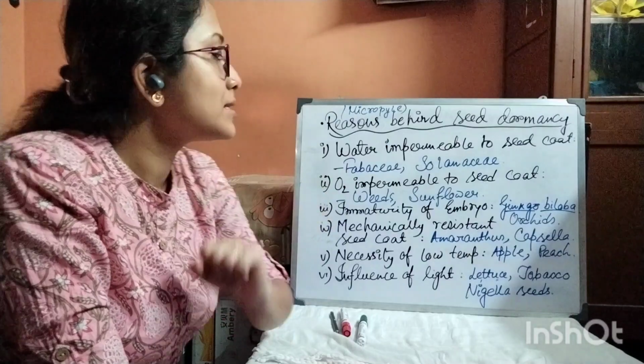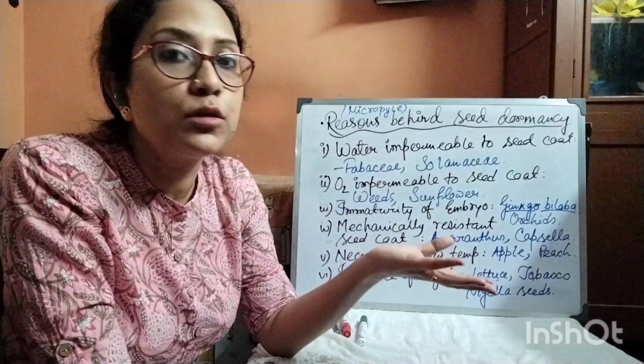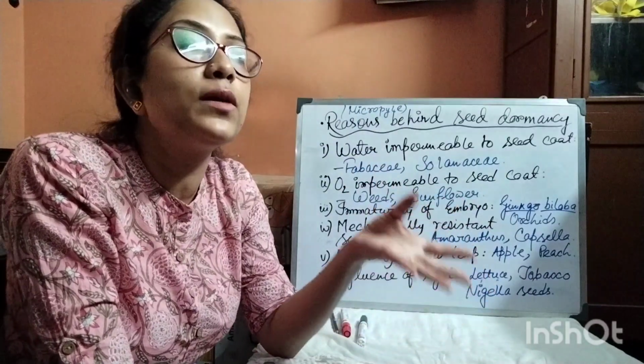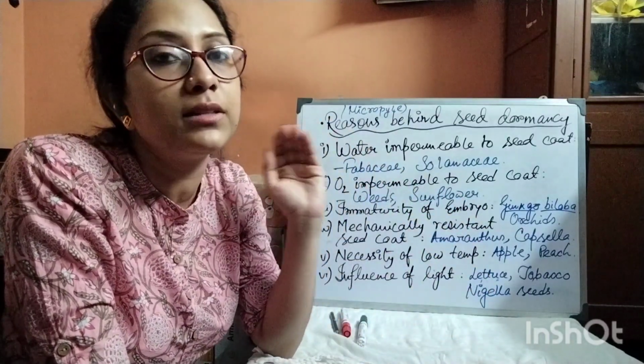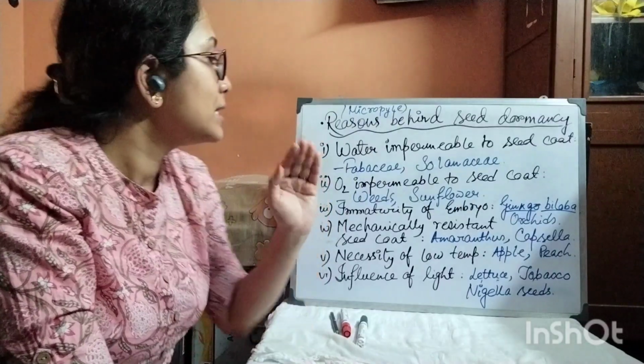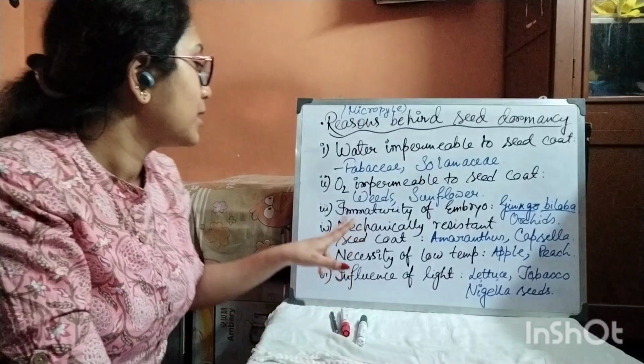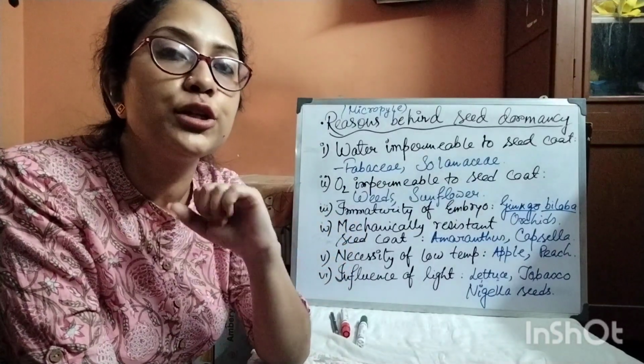The second point is oxygen. There is a lesser amount of oxygen. The seed coat is impermeable to oxygen absorption, and that is why respiration will be disrupted, and the seeds will never germinate. Okay. This kind of scenario we can see in the case of various weeds and sunflower. The third is immaturity of the embryo.